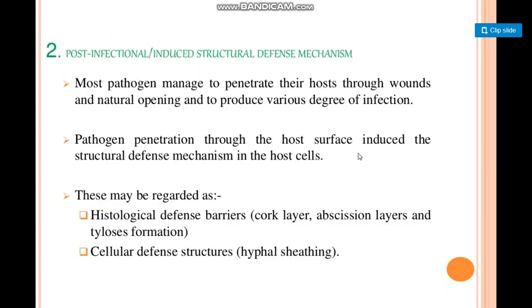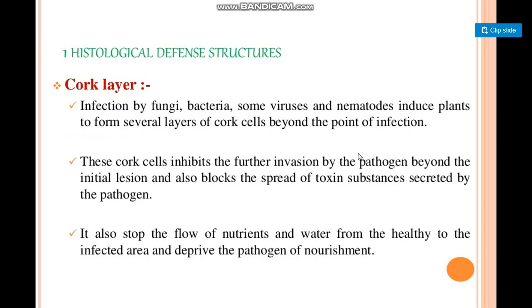Second type: post-infectional induced structural defense mechanism. Most pathogens manage to penetrate their host through wounds and natural openings and produce various degrees of infection. These may be regarded as histological defense barriers, like cork layer, abscission layer, and tylosis formation, and cellular defense mechanisms. In histological defense, the first is the cork layer.